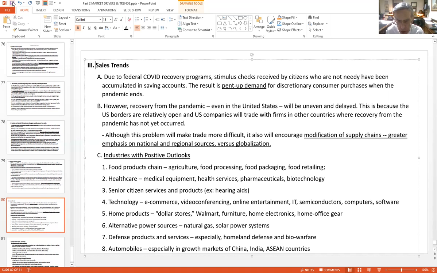As the federal government disperses recovery checks, which it's still doing, a significant portion of the people who receive those checks put them in savings rather than spend them right away. As a result, there is pent-up demand for discretionary consumer products. And we're seeing that in purchases of cars and homes. However, the outlook for recovery from the pandemic is uncertain at best.